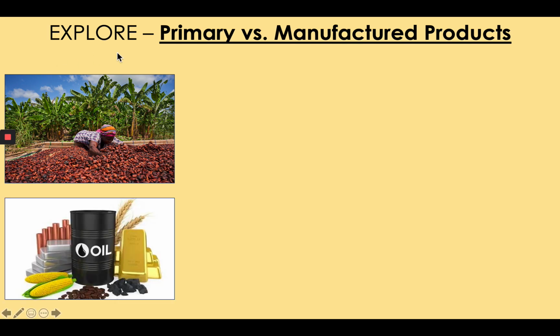Most LICs export mostly primary products like these, either minerals or metals or oil, or agricultural products like crops or meat. Why is this a problem? Because if a country exports mostly primary products, its income, its revenue from its exports will be quite small because primary products are, generally speaking, cheap.